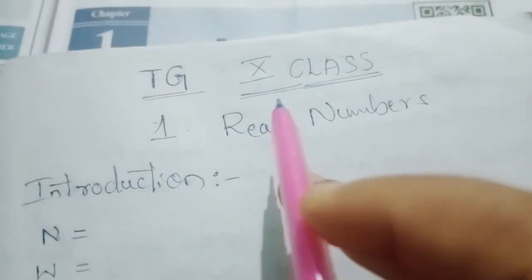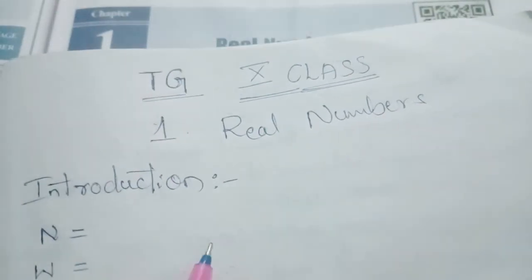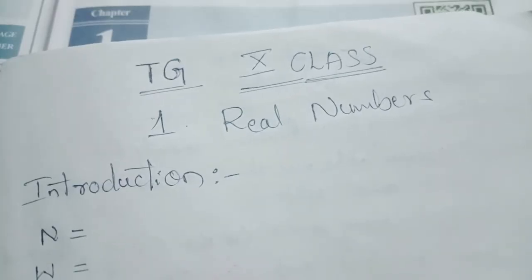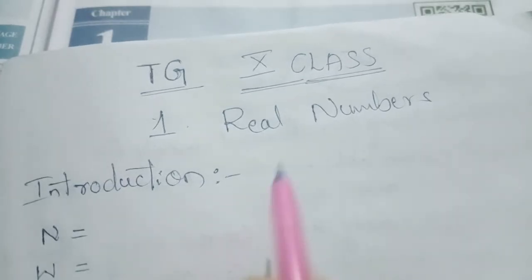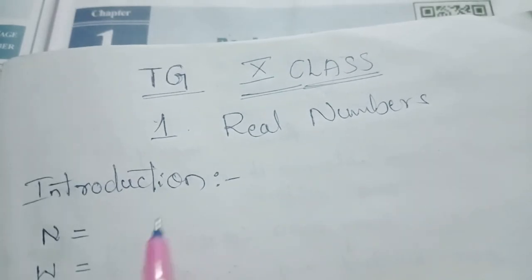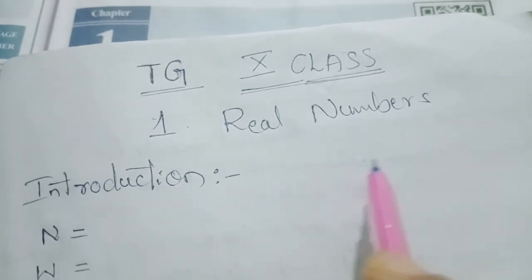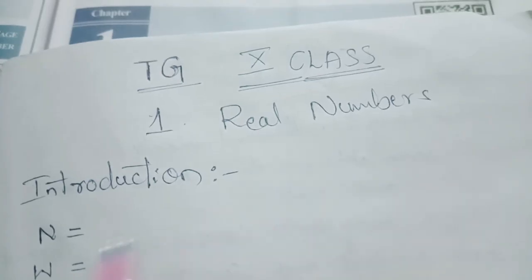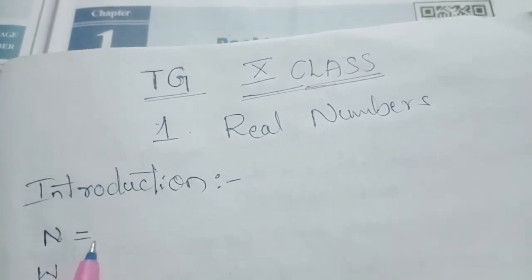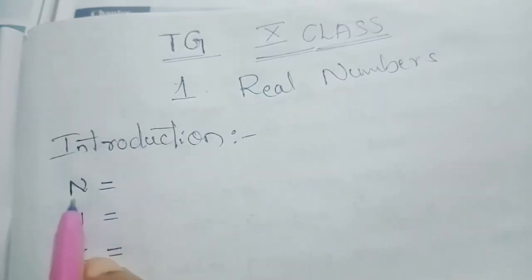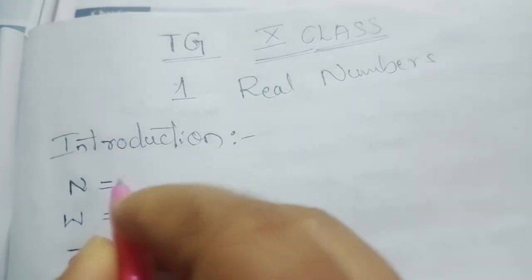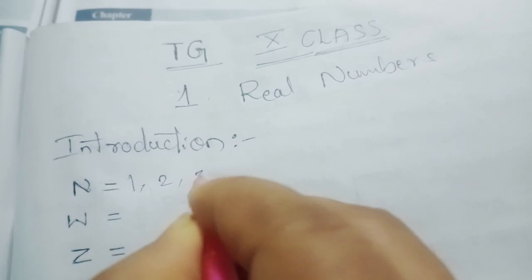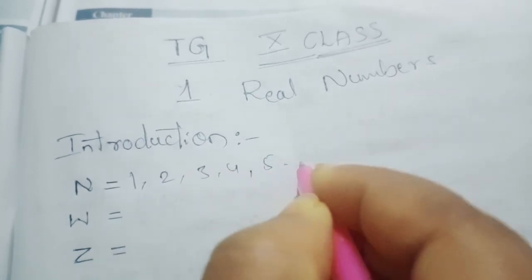So the first chapter is real numbers. You can count any objects, any things. We start 1, 2, 3, 4. These are called countable numbers, and the countable numbers are called natural numbers. Natural numbers are represented by N. These are 1, 2, 3, 4, 5, and so on.